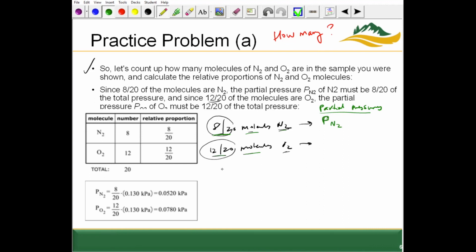Similarly, these 12 out of the 20 O2 gas molecules are going to exert a partial pressure that's just from the O2. The partial pressure from N2 relates to there being 8 N2 molecules. The partial pressure from O2 relates to there being 12 O2 molecules. So how we end up thinking about these partial pressure problems is sort of like a weighted average.